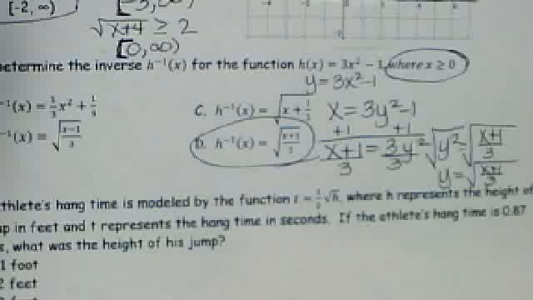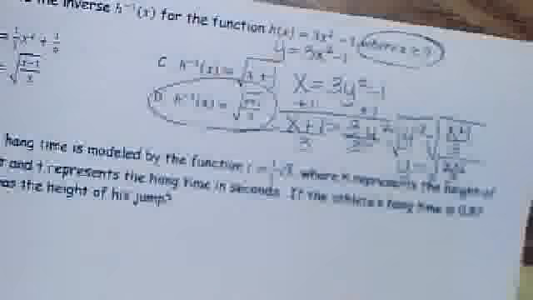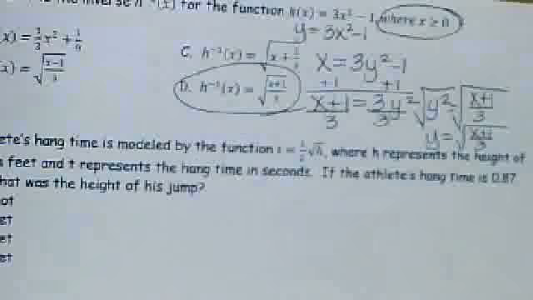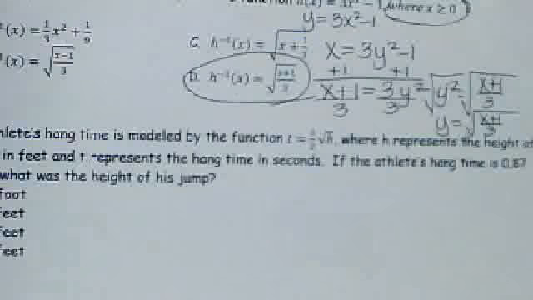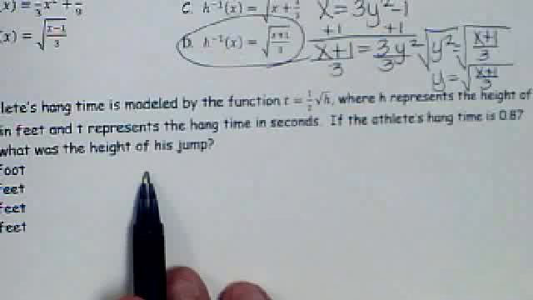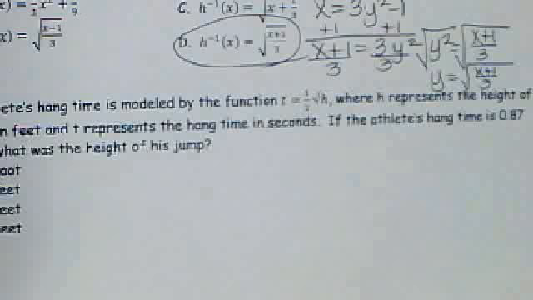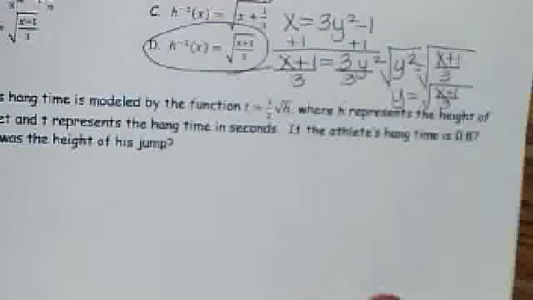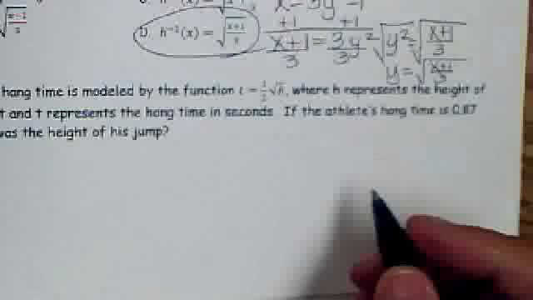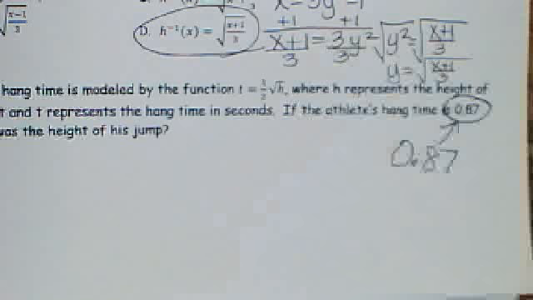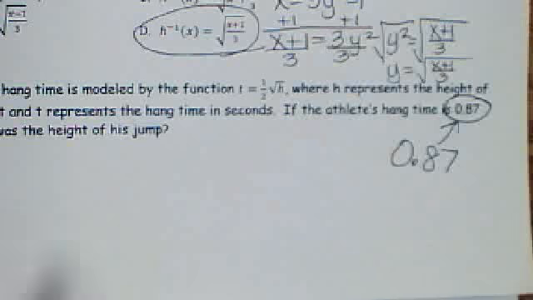So number 5, an athlete's hang time is modeled by the function t equals 1/2 the square root of h, where h represents the height of the jump in feet and t represents the hang time in seconds. If the athlete's hang time is 0.87, that's what you're missing on your paper, 0.87 seconds, what was the height of his jump? So my answers are off the screen for a second, and that's okay.